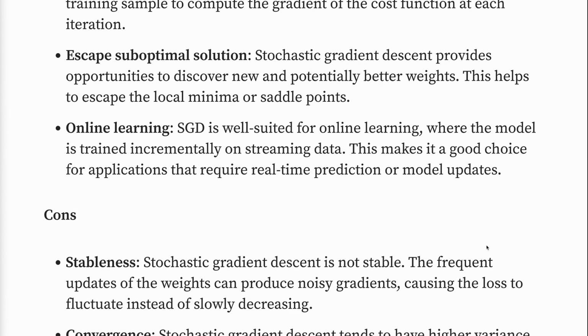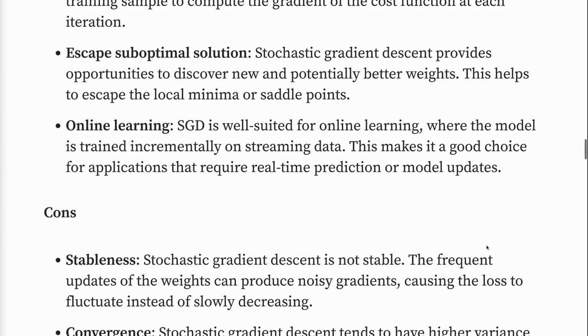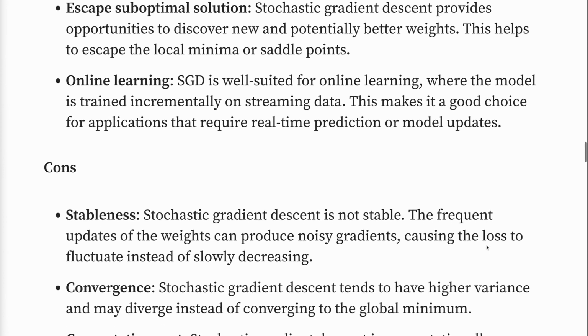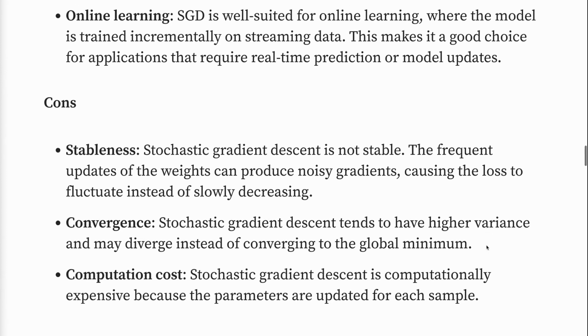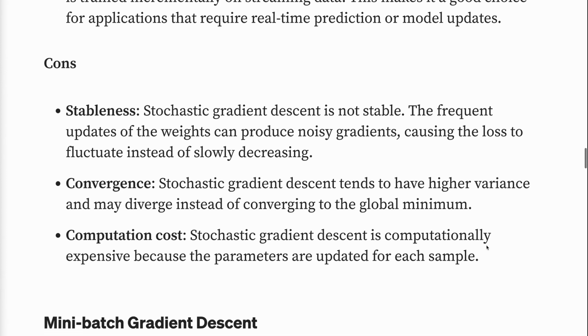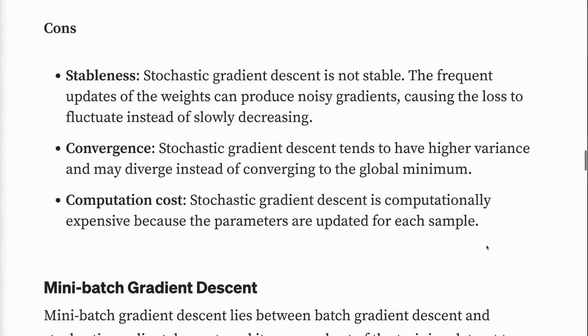3. Online learning. SGD is well suited for online learning, where the model is trained incrementally on streaming data. This makes it a good choice for applications that require real-time prediction or model updates. The cons of stochastic gradient descent include: 1.